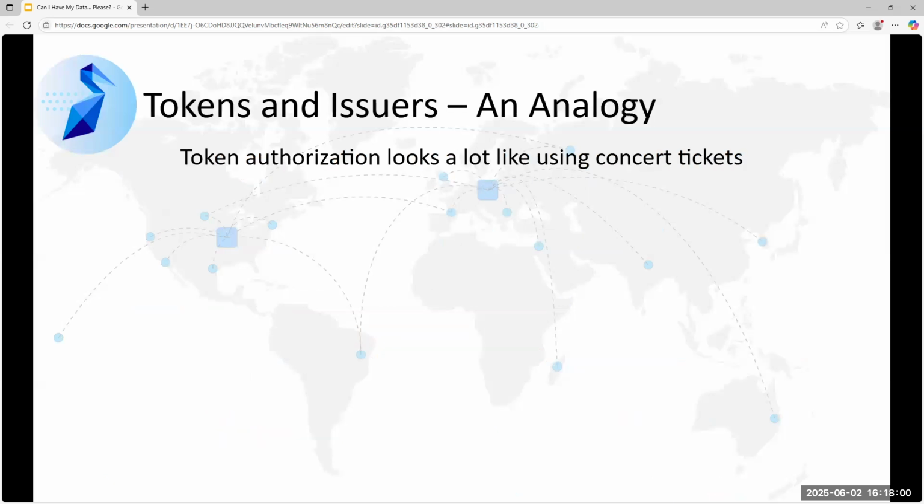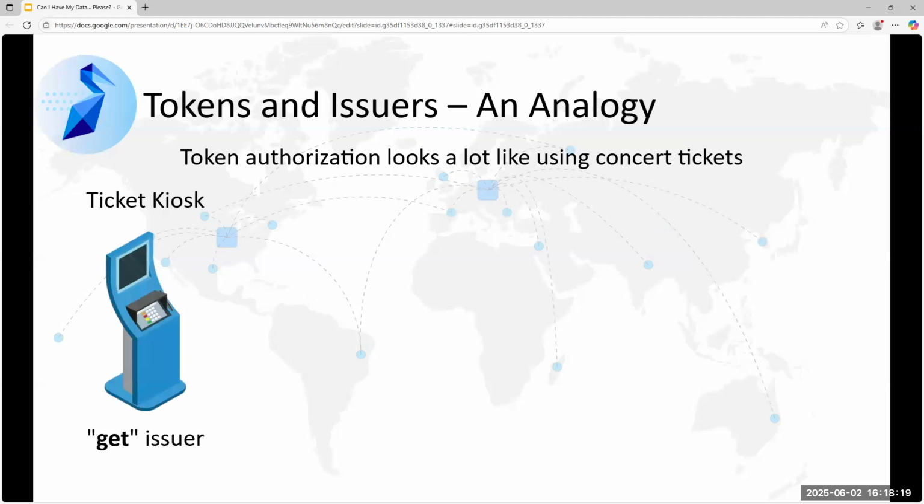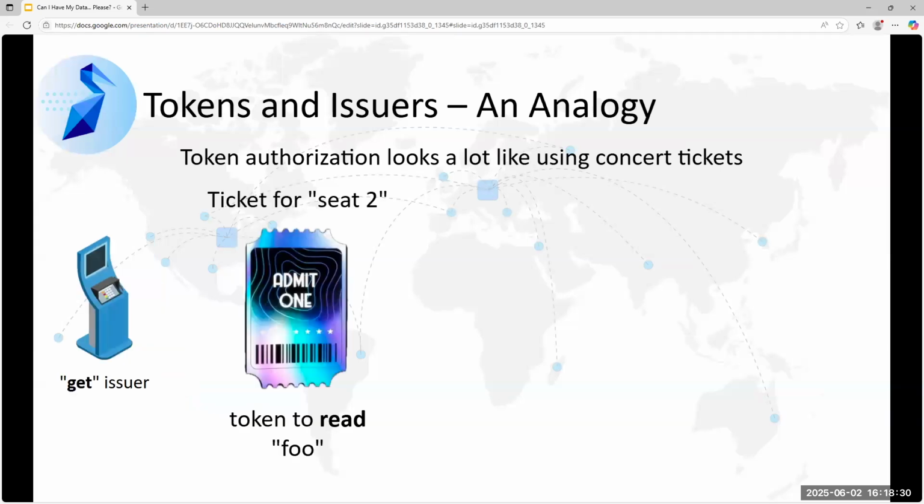All right, so I want to go through an analogy because if you're not a computer scientist, this stuff is still probably a little fuzzy to you. Hopefully you've all had a chance to go to a concert or a live performance of some kind since COVID ended. If you did this and you didn't go through something like Ticketmaster, you might have done the following. First, you get to the venue and you walk up to a ticket kiosk. Now, this is like the issuer, the thing that provides you with a token. So you put in your credit card, you enter some information, and it spits out a ticket.